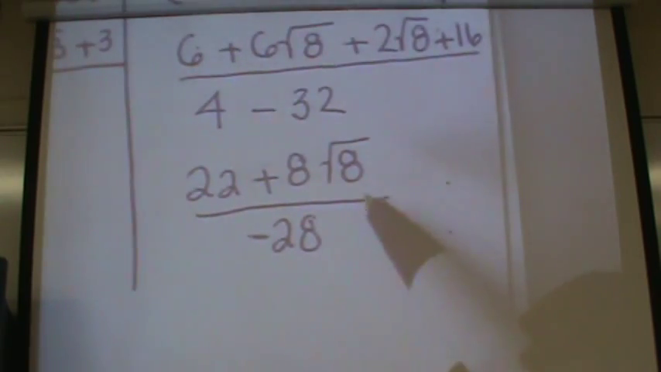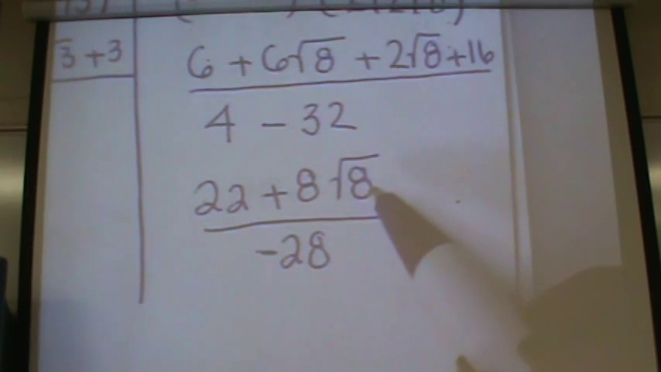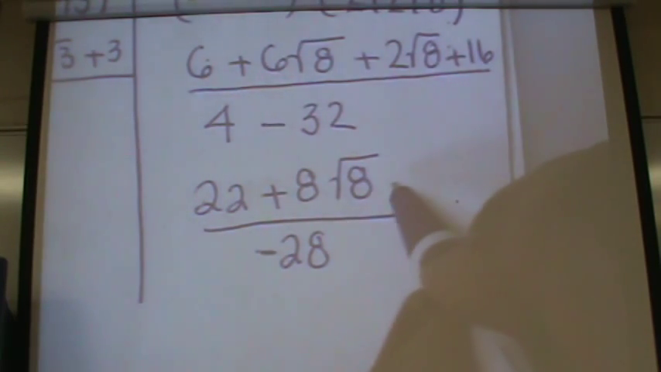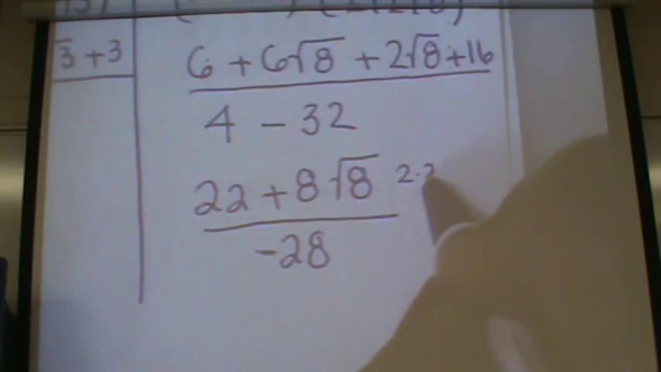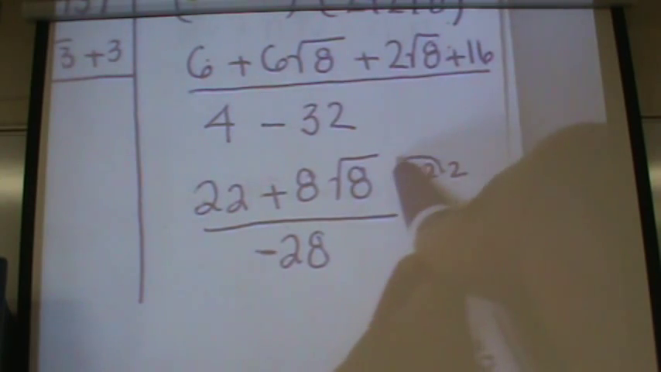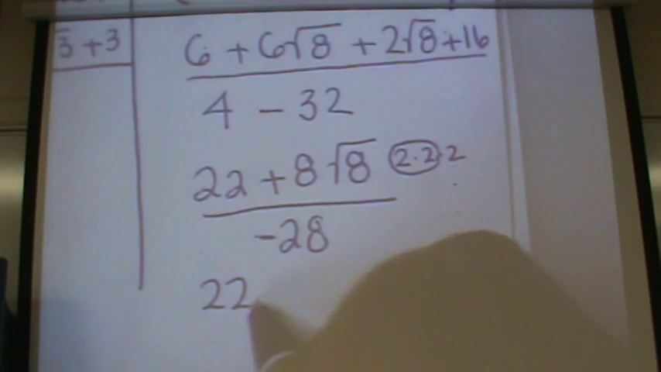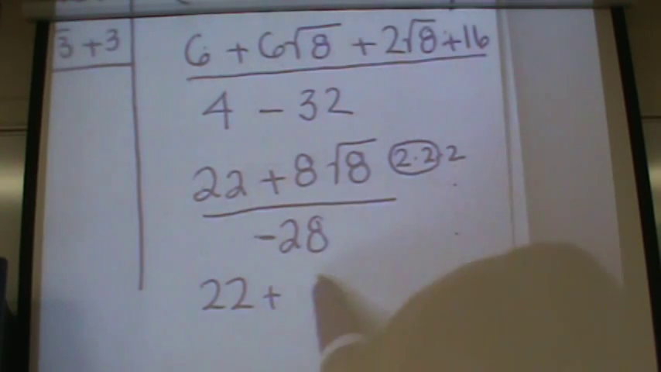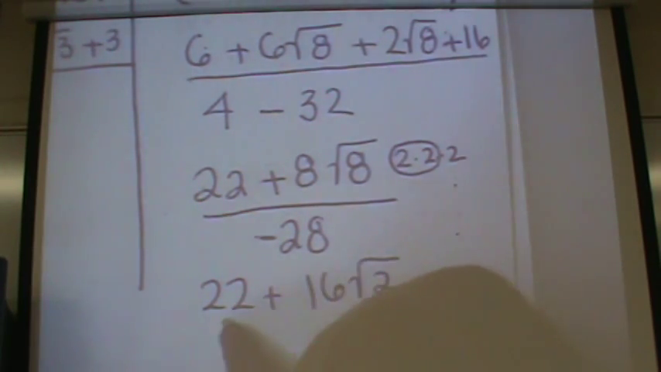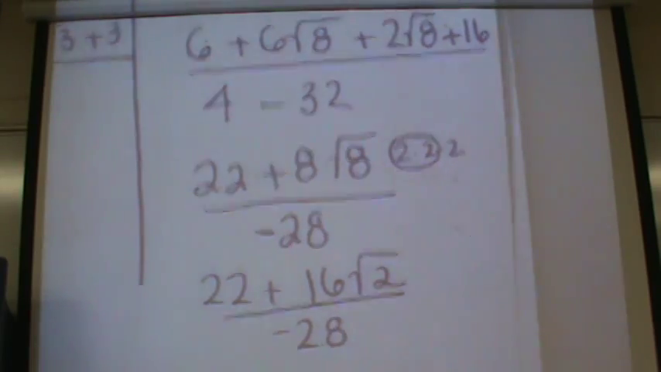Now, see this right here? Can you simplify root 8? Yes. How do you simplify it? Can't you break it down to 4 and 2? Yep, 4 and 2. So you have a pair of 2's that come out. So this is 22 plus 8 times 2 is 16 root 2 over negative 28.